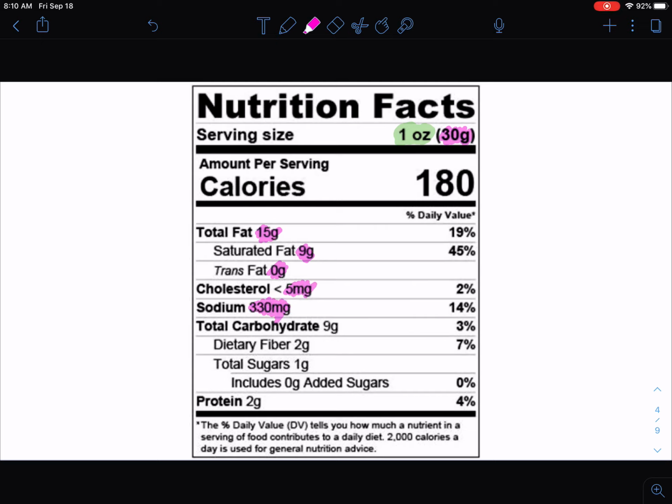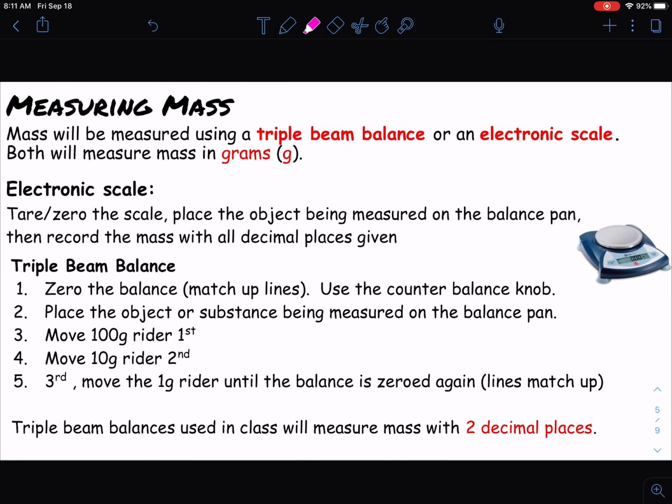I don't see any English units other than that one time. I'm just seeing metric after metric after metric. So you do use the metric system in your everyday life. You just might not even realize it. I only see one English unit there, but the rest of these, all the pink ones, are metric units. So you use grams and milligrams a lot in your life. And I just wanted you to see that.